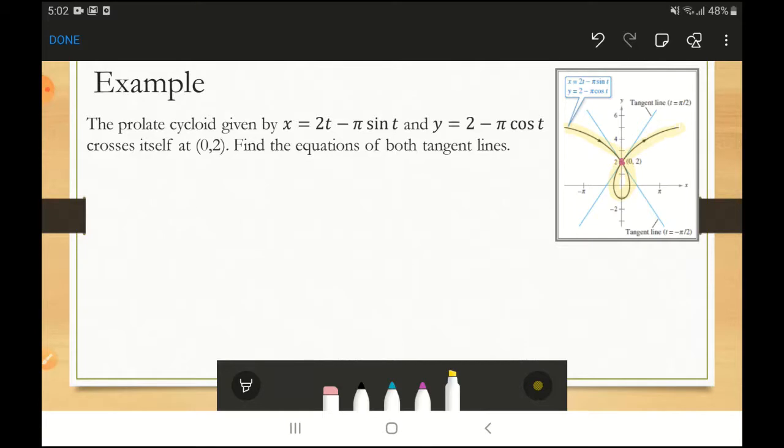but it is very easy for us to find the derivative using the method of parametric equations. So as you can see here, we have the curve and there's a point, because the point here is the intersection of the curve with itself. We will find two tangent lines. The first one is going this way.